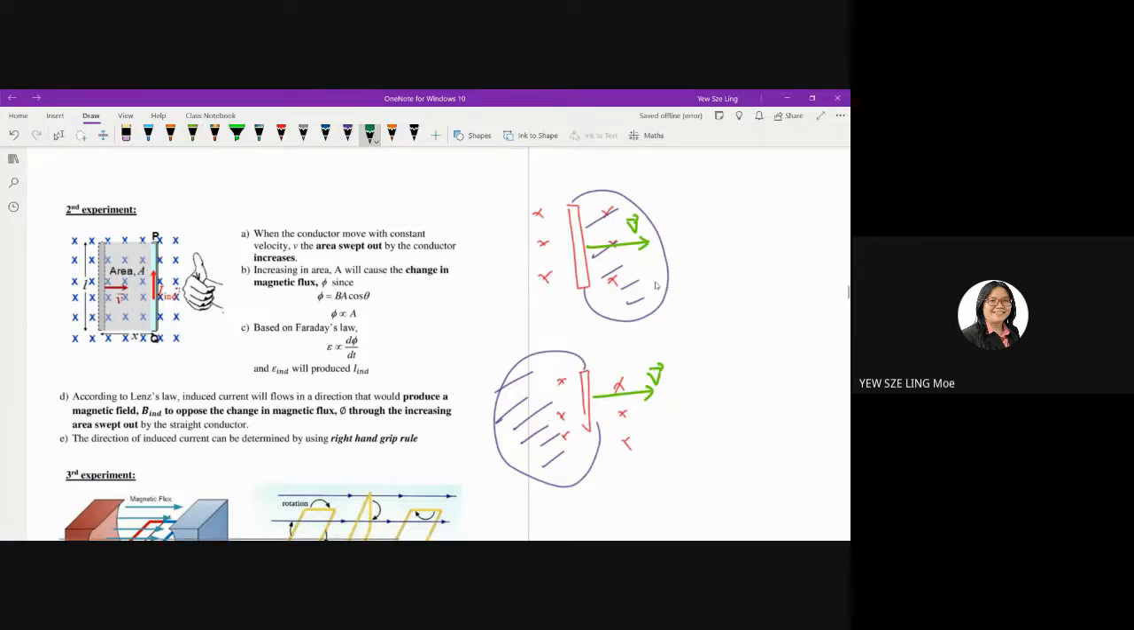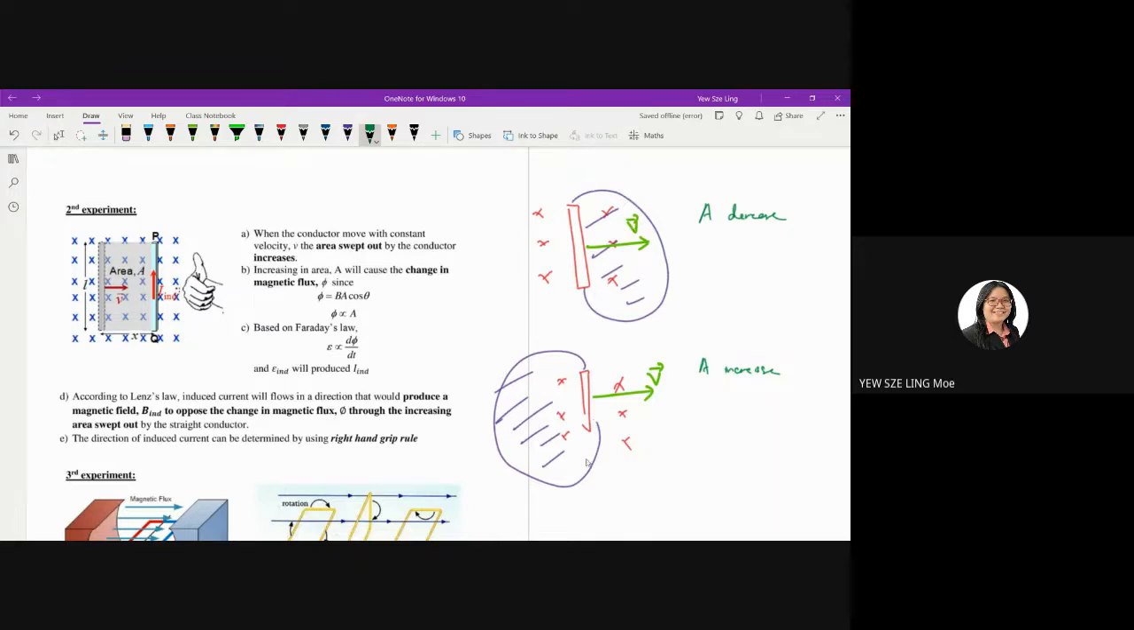So if you move the conductor to the right hand side, what happens in the first diagram if you assume the loop is on the right hand side? What is going to happen? A decreases. Okay, A decreases. If you move it to the right hand side in the second diagram, then A increases. Okay, A increases.